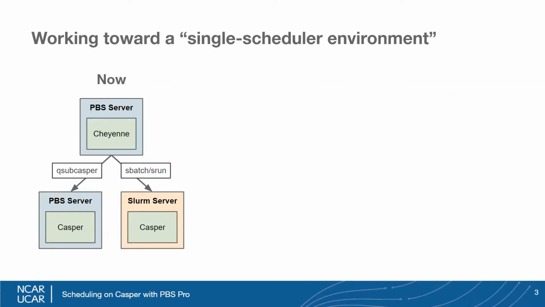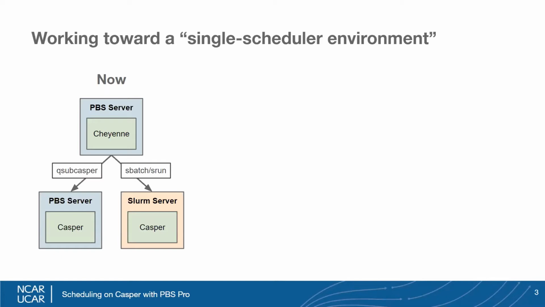So from the scheduler side, what we're doing is we're working towards a single scheduler environment. So for a while, we've been running PBS on Cheyenne, and we've been running Slurm on Casper, and that's worked okay, but there's definitely been desire to have a single scheduler running across the complex, and that's something that we want as well, because it just simplifies a lot of things and people don't have to maintain 2 sets of job scripts. So our situation as of today is that we have the PBS server on Cheyenne, we have the PBS server on Casper, and then we still have the Slurm server on Casper, and about half of the existing Casper resources, the old Casper resources, are split between those 2 schedulers.